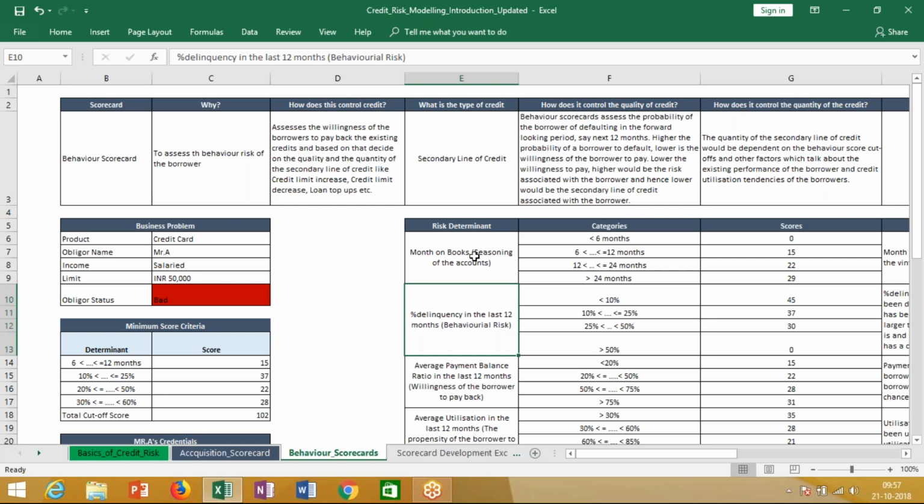Fine. So now we'll be talking about credit card as a business product over here, right? So we'll be talking about credit cards and we'll be looking into the number of variables that are there.